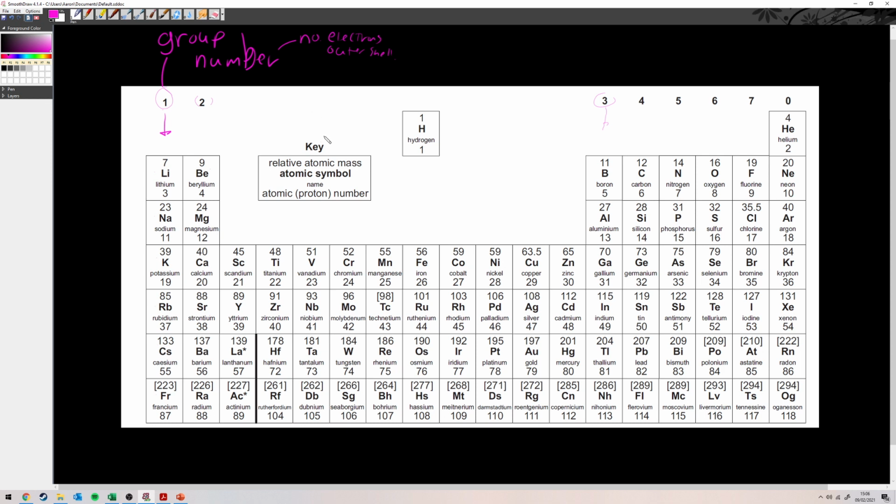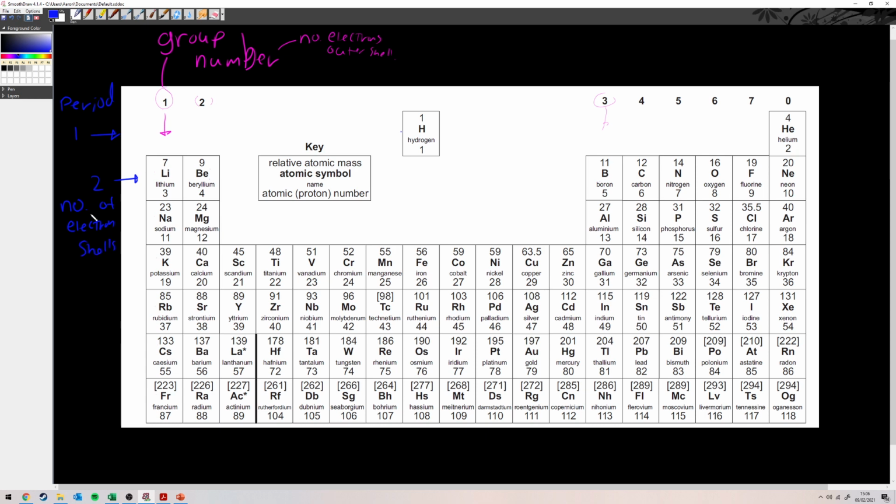The next thing you need to know is the period. Okay, so this, I'm going to do it in blue. This is period 1, which has only hydrogen and helium in period 1. Period 2 is here, is lithium, beryllium, boron, carbon, nitrogen, oxygen, fluorine, neon. That is period 2. So this is the period. What does that show you? That tells you the number of electron shells.